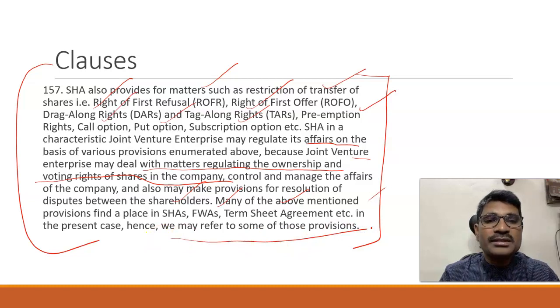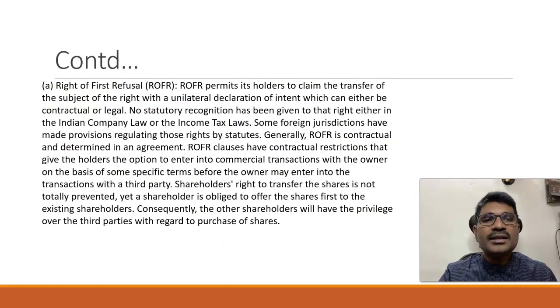So we have referred to some of the clauses. I will repeat again the legal terminology of the clauses in an agreement: first refusal, first offer, drag along rights, tag along rights, preemptive clauses, call option, put option, subscription options. Some of you may ask, why should we read these clauses? These clauses will decide, in the joint venture agreement, the regulation of ownership, voting rights, and control and managing the affairs of the company. So there are a lot of changes in the management of companies. Let us discuss briefly what happens in these clauses as per Supreme Court judgments.